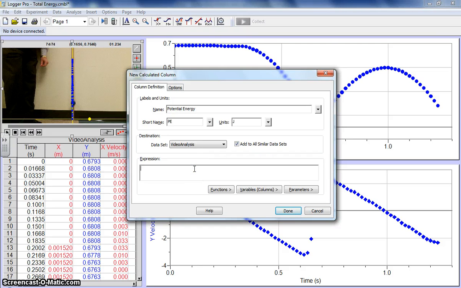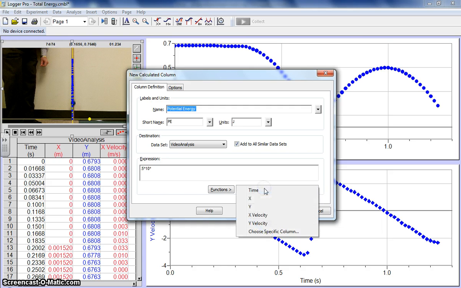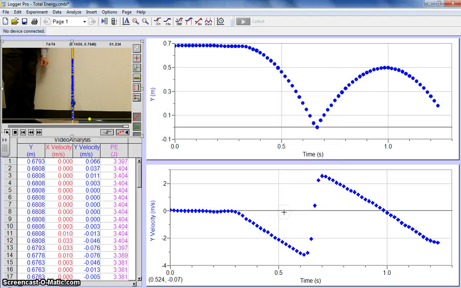The expression for potential energy is mass times gravity times height. I have no idea what the mass is, so I'm just going to guess 0.5 kilograms. I'm going to multiply by gravity, which is 10. I'm going to multiply by the height. I come down here to the variable column and select my Y position, because that's how high this object is. And then I'm going to hit done. And now you can see over my data table, now I have a potential energy column measured in joules.